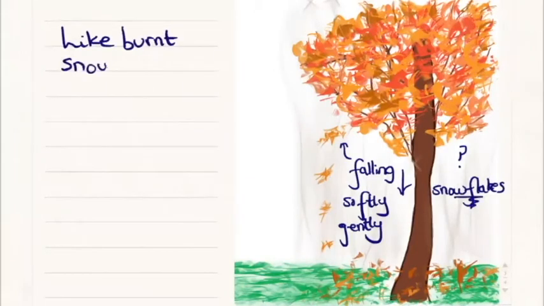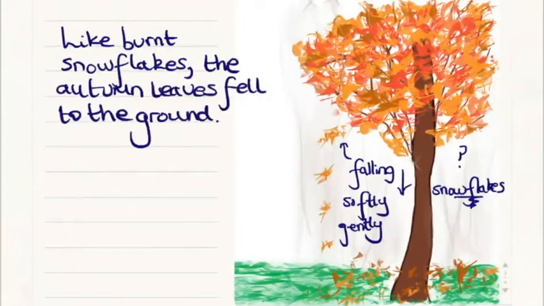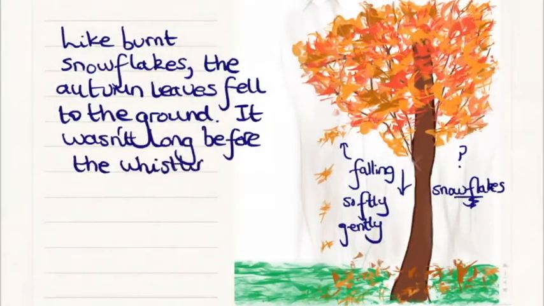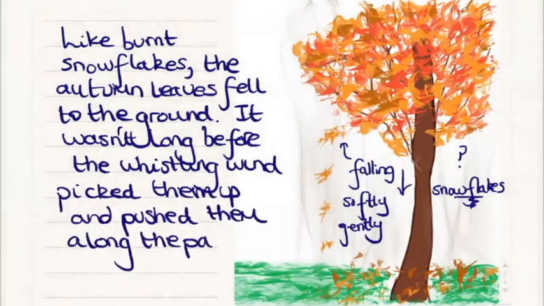Like snowflakes, the autumn leaves fell to the ground. It wasn't long before the whistling wind picked them up and pushed them along the path. So to make my simile phrase, I've compared leaves with snowflakes because they both fall to the ground softly and gently. Make sense?